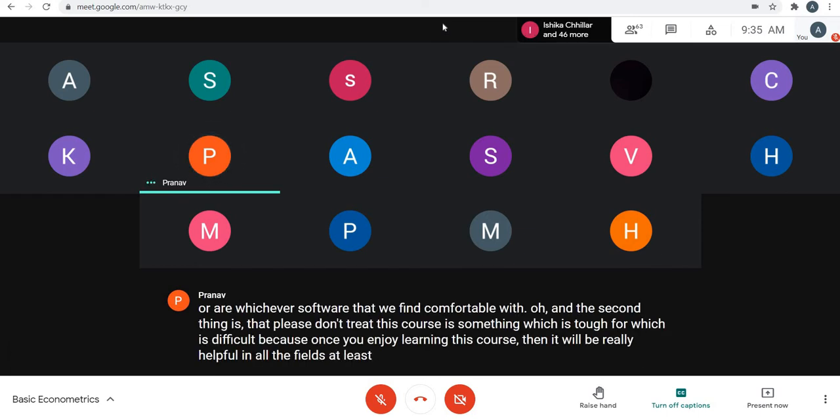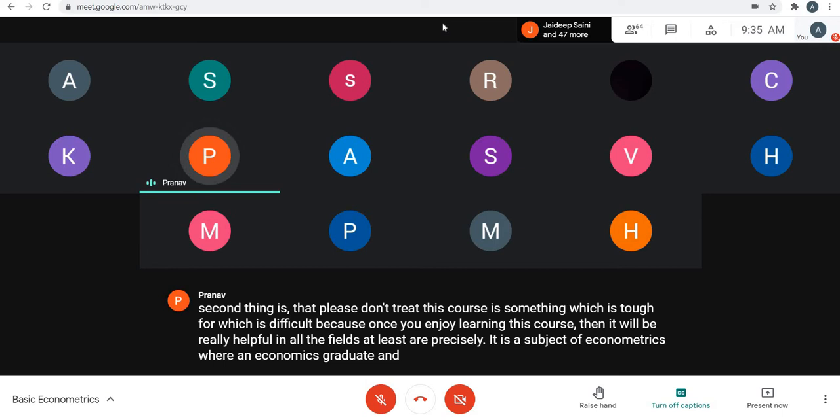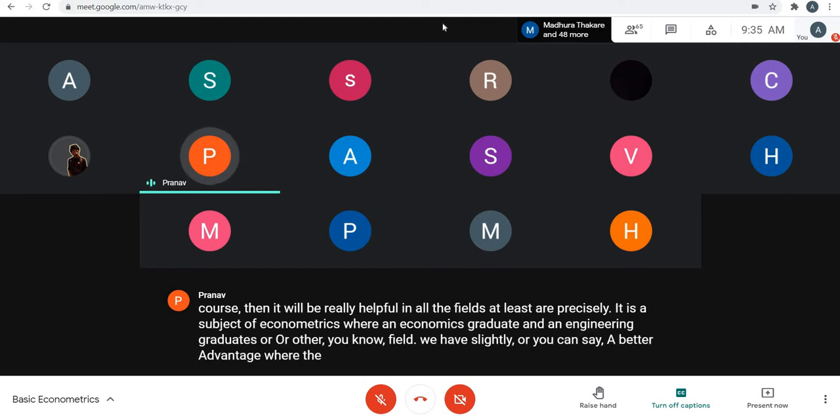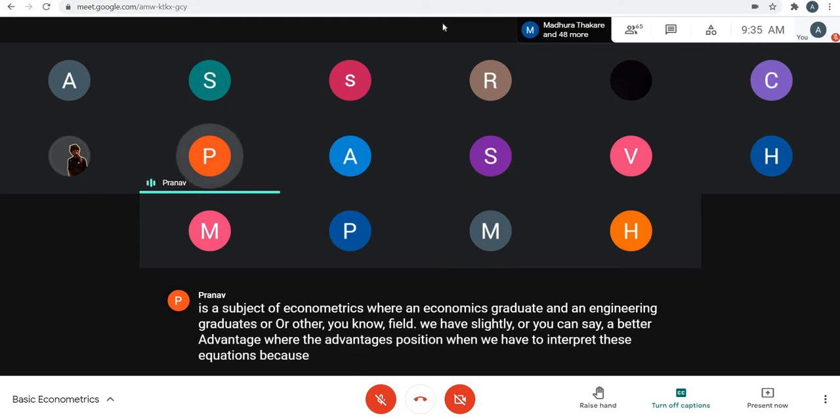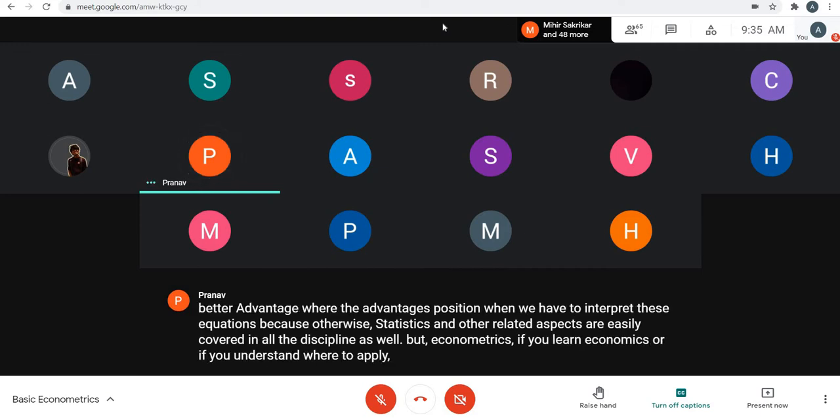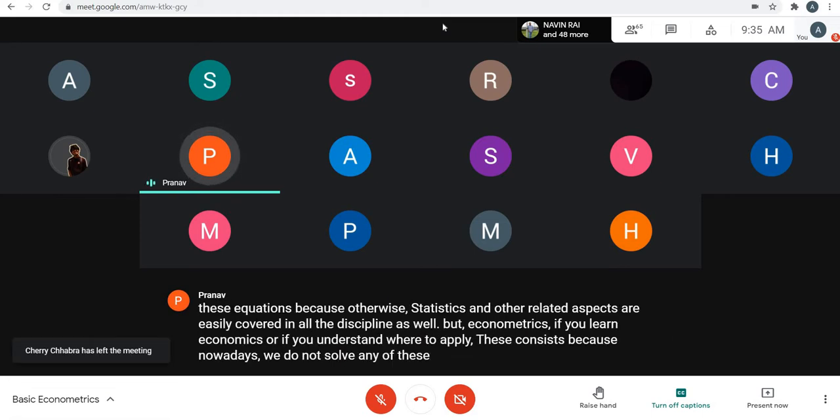At least precisely, it is a subject of econometrics where an economics graduate and an engineering graduate or other fields are at an advantageous position when we have to interpret these equations, because otherwise statistics and other related aspects are easily covered in all other disciplines as well. But if you learn econometrics, or if you understand where to apply these concepts, because nowadays we do not solve any of these things manually.